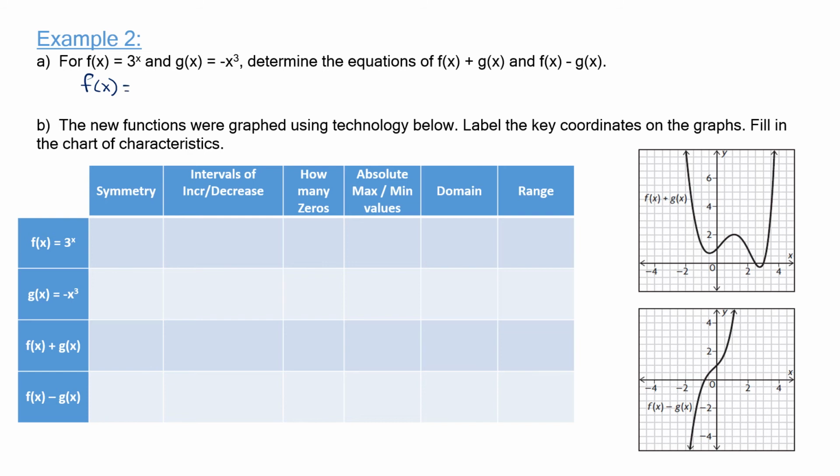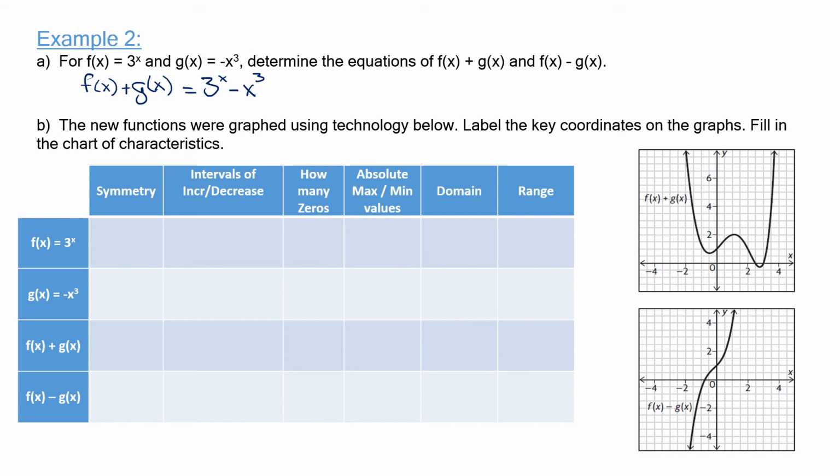But these, sorry, I should write plus here. F at x plus g at x. These aren't the same. These aren't even both polynomial functions. If they're both polynomial functions, it would be much easier to add. All I can do here is write out 3 to the power of x plus minus, I'm going to make that a minus, x cubed. I can't do anything further. I can't collect them. They're unlike functions. That is the function of f at x plus g at x.